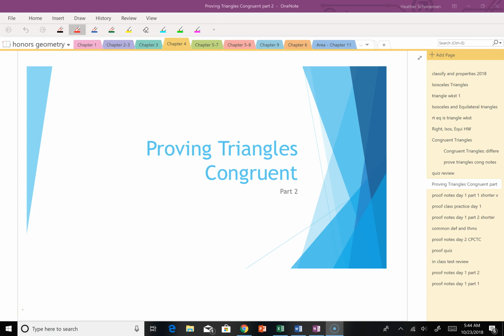Last class we figured out the different methods we could use to prove triangles congruent, and now we're going to identify the important aspects in each proof. In the next class we're going to put this all together.